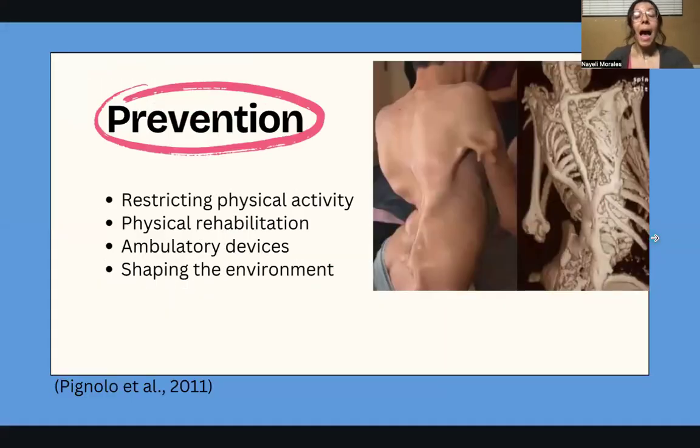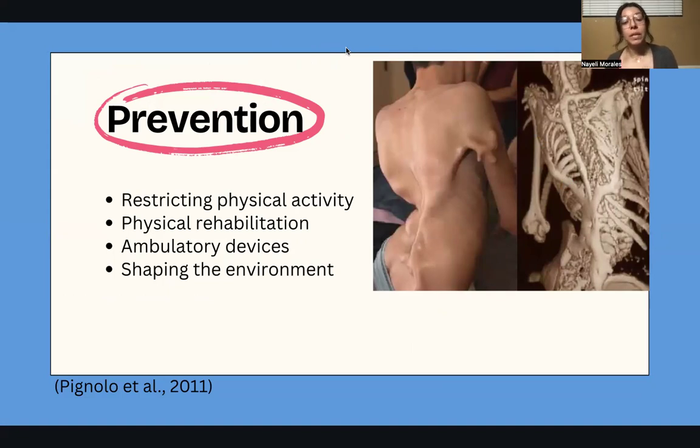Okay, how is it prevented? Well, it's not really prevented. This is a progressive disease, and it's not like, oh, I'm going to take a vitamin and prevent this from happening. It is a genetic disease. However, you can slow the progression of this disease.